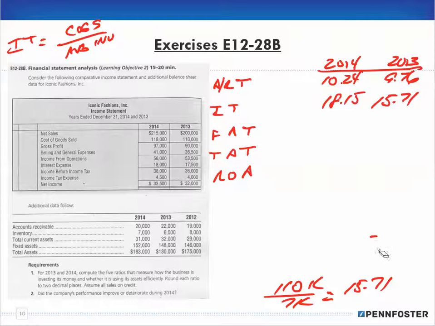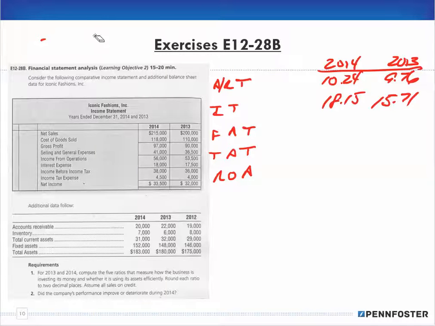So you have to understand the underlying concepts to the formula itself in order to know where to get the numbers from. That's the understanding part. The application part is just doing basic math. All right, so fixed asset turnover is equal to sales over average fixed assets.